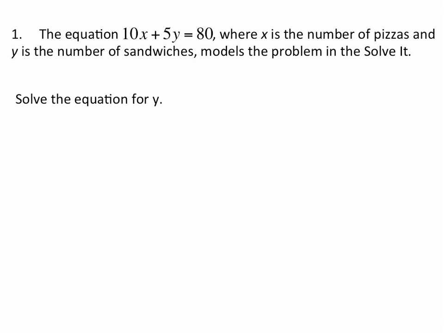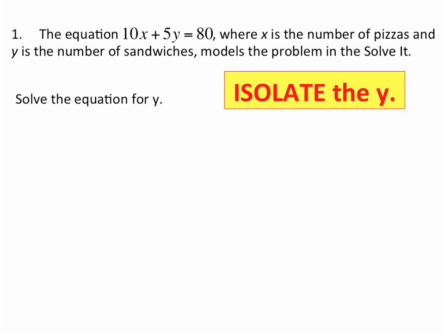All right, here we go. Let's take a look. The equation 10x plus 5y equals 80, where x is the number of pizzas and y is the number of sandwiches, models the problem that we just looked at. All I did is I changed the P's to x's and the S's to y's. So what they're asking me to do is solve the equation for y. So that means get the y all by itself. So isolate the y. If you take a look at that equation, the 10x is on the same side as the 5y. So I have to get rid of this 10x.